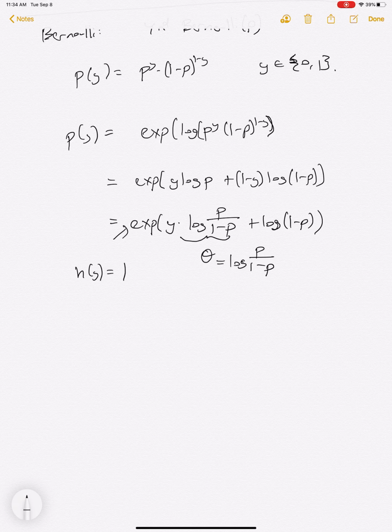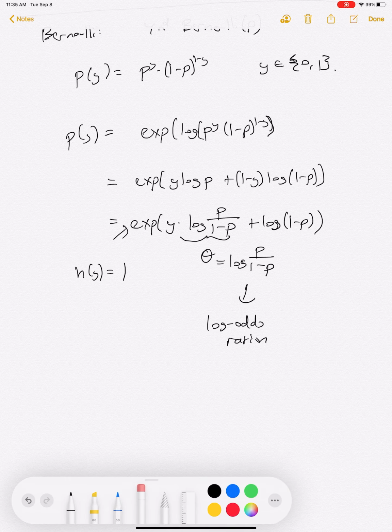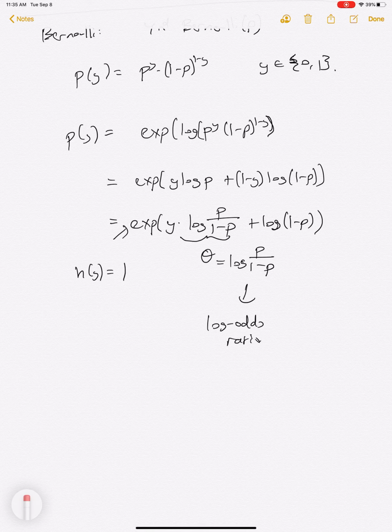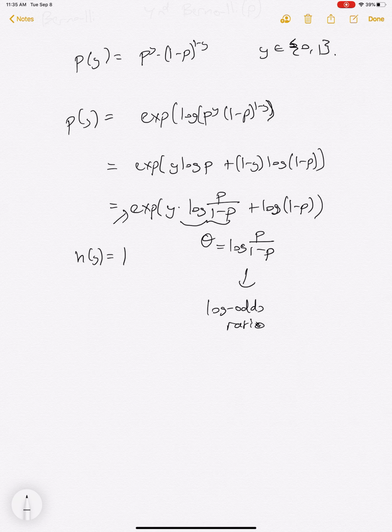Okay, and so this has actually got a very nice interpretation. This is referred to as the log odds ratio. That's just some nice intuition, and this actually has a nice interpretation as well. But we're going to unpack this a little bit more as we go.